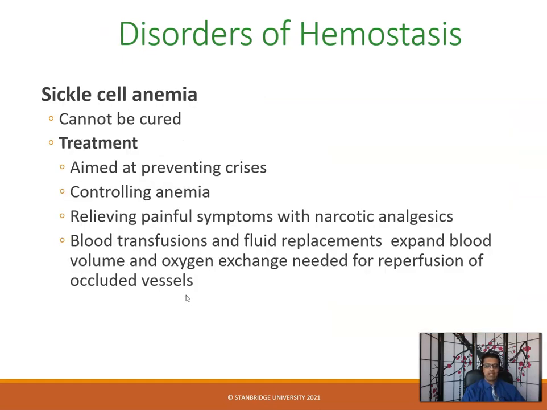Unfortunately, sickle cell anemia cannot be cured. Treatment is aimed at preventing crises, controlling anemia, and relieving painful symptoms with narcotic analgesics. Blood transfusions and fluid replacements expand blood volume and provide the oxygen needed for reperfusion of occluded vessels. So, basically, there's no cure, but you can treat it.